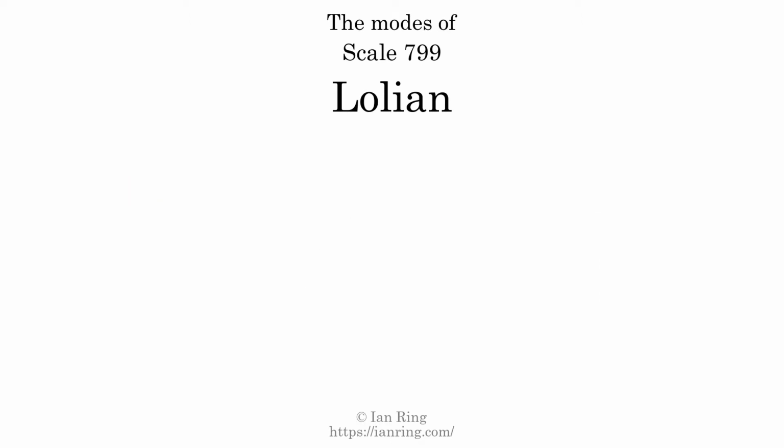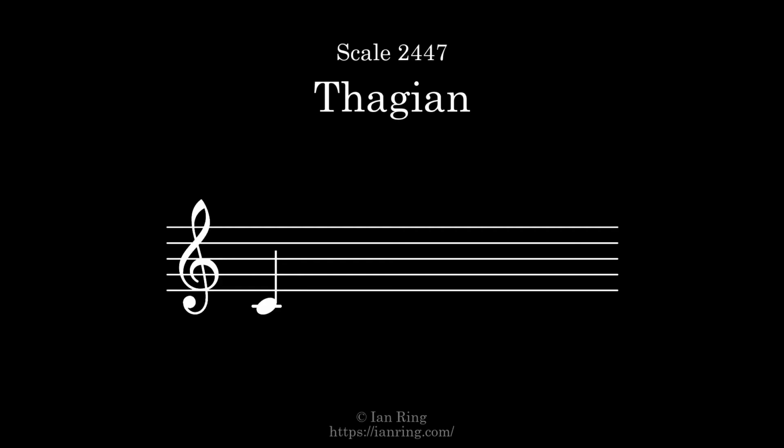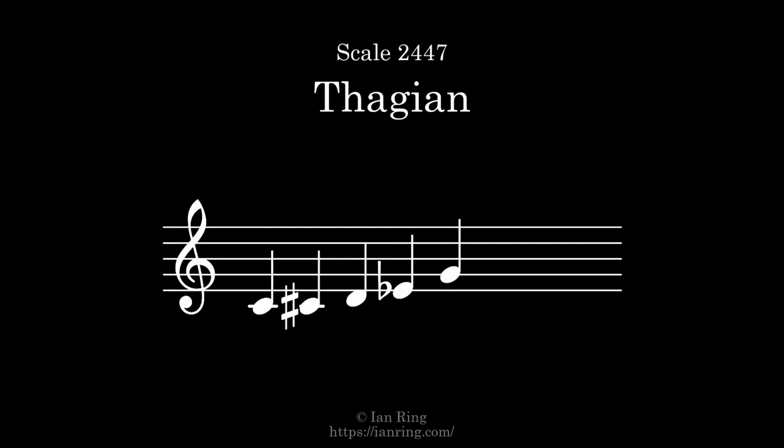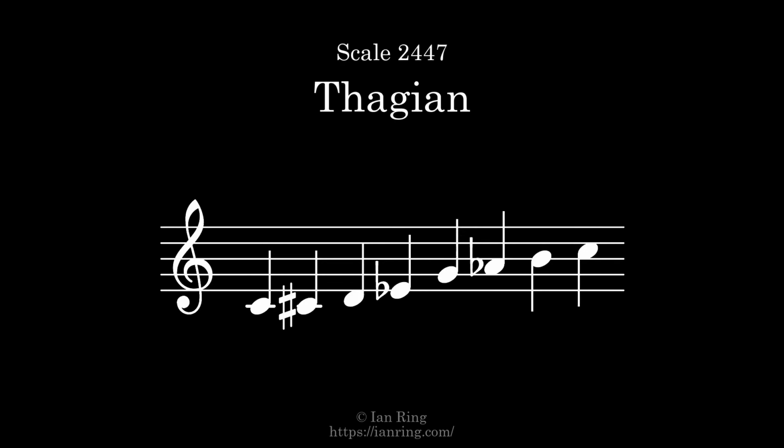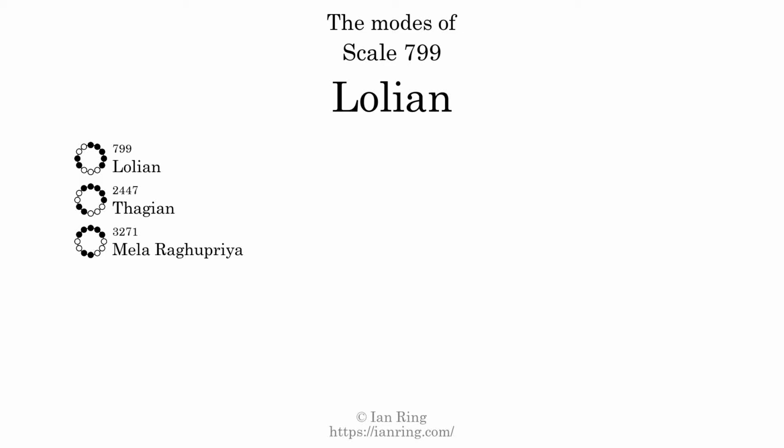This scale has 7 modes. The first mode is itself. The second mode is scale 2447, also known as Thajan. It sounds like this. The third mode is scale 3271, also known as Mila Ragapriya. It sounds like this.